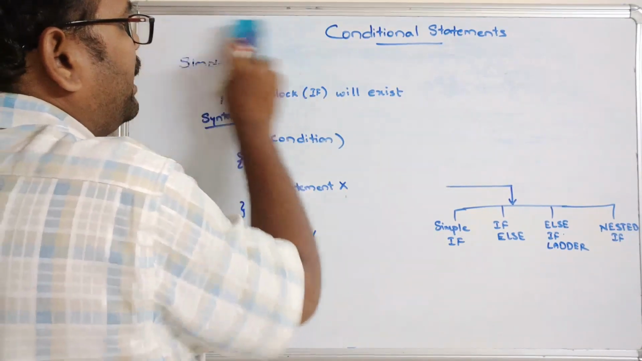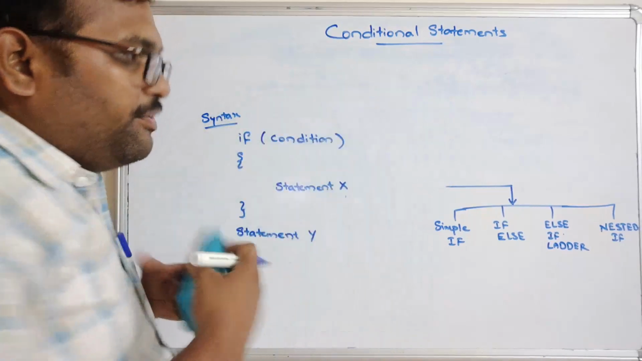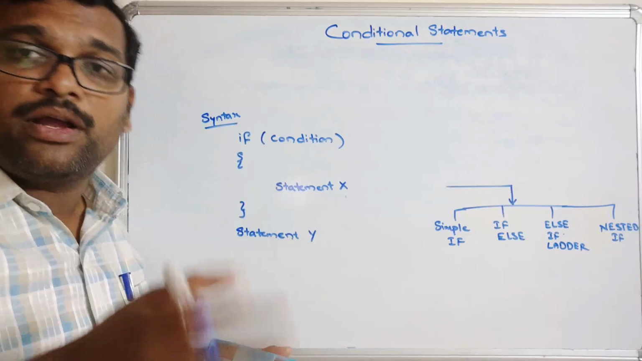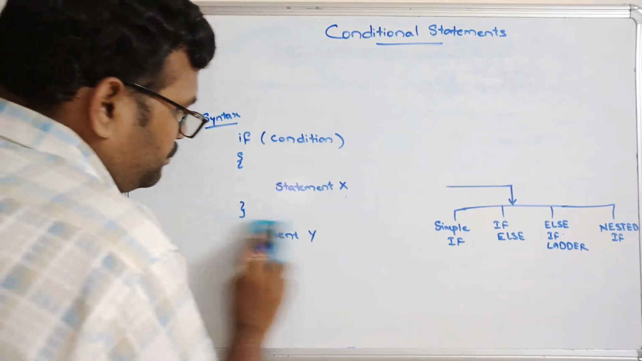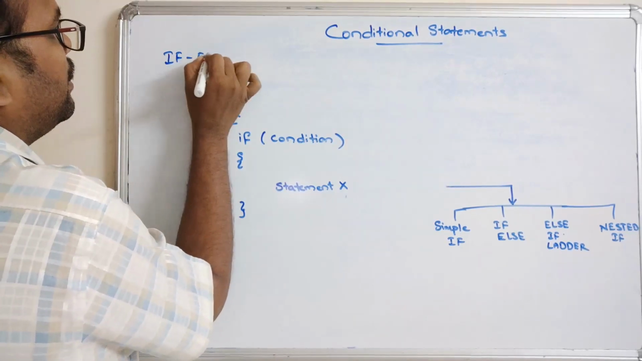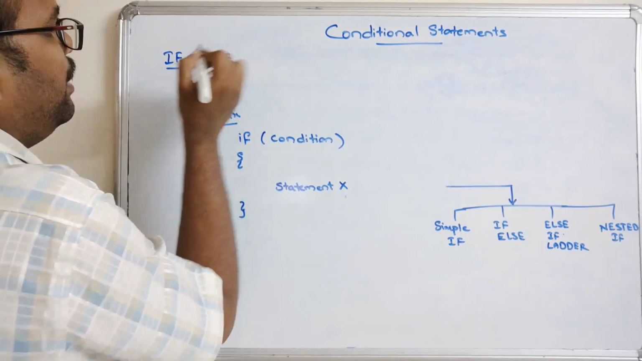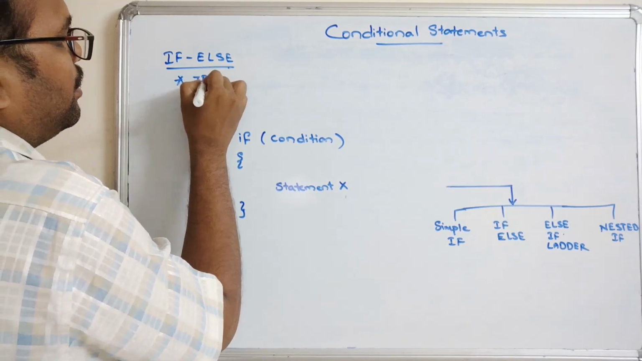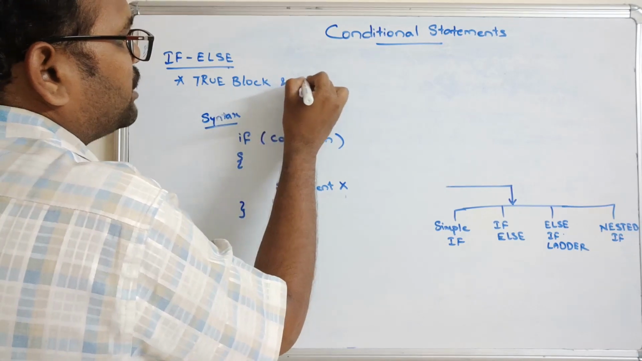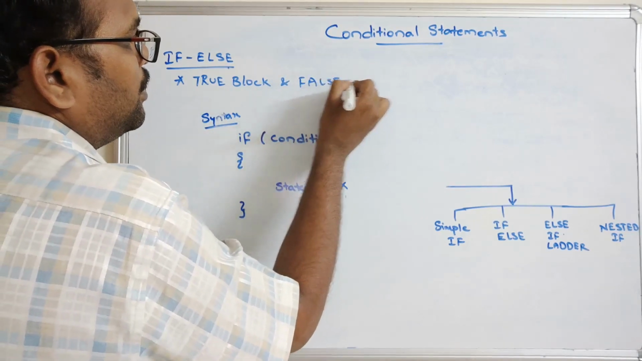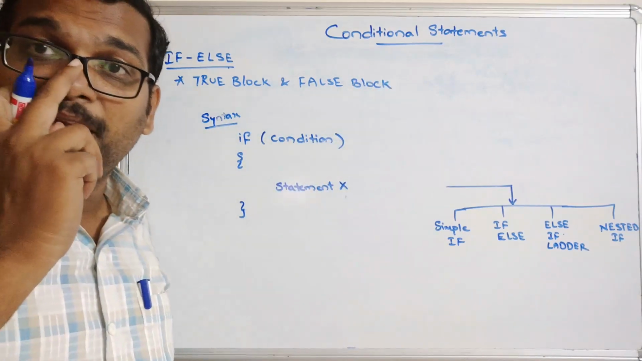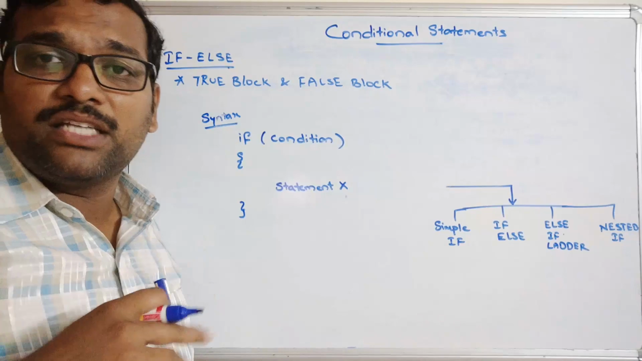Now we'll write an if else. In the if else, the name itself indicates we have to specify the instructions in both the true block and the false block. So I'll write here if else, right? Here we have to write the true block and the false block. Even though we are writing both the blocks, only one block will get executed, depending upon the result of a condition, right?